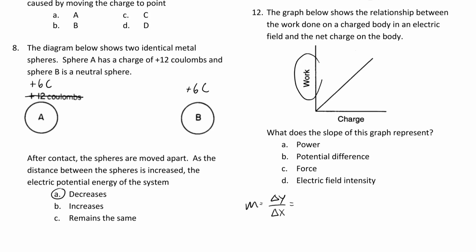Then you ask yourself, what are the y values? Well, in this case, it's the work. What are the x values? In this case, it's the charge, which we use a Q. So you look in your reference table, which physical quantity is equal to work divided by charge? That's going to be voltage. Oh man, voltage isn't over here. Don't forget, potential difference is another word for voltage.